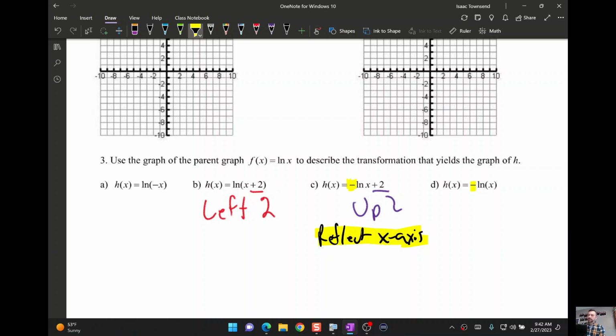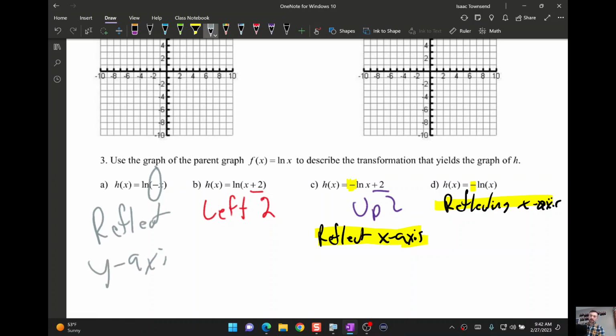Over here, it was just reflecting over the x-axis. But if you multiply the x only by negative, not the whole parent function, that's how you reflect over the y-axis. These are the two that you guys get mixed up too often. X and y. X is the one that happens a lot, y is not as common, but you do need to recognize that transformation.